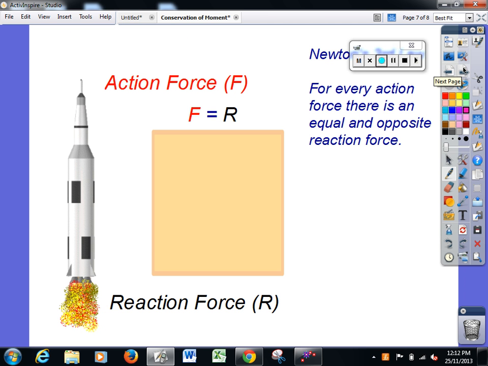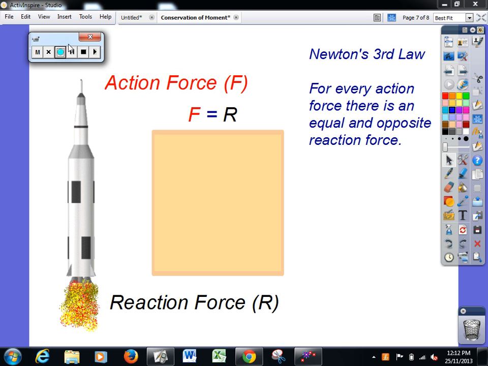We also need to be able to assess the motion of the rocket in terms of Newton's third law. The poor old third law is often forgotten about. You know, for every action force there is an equal and opposite reaction force.